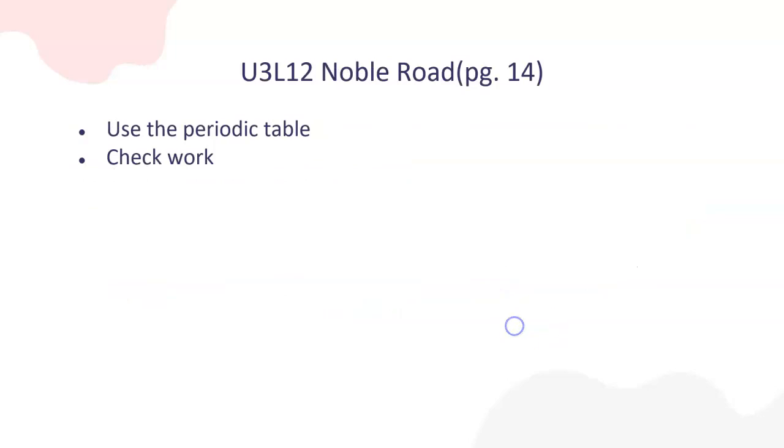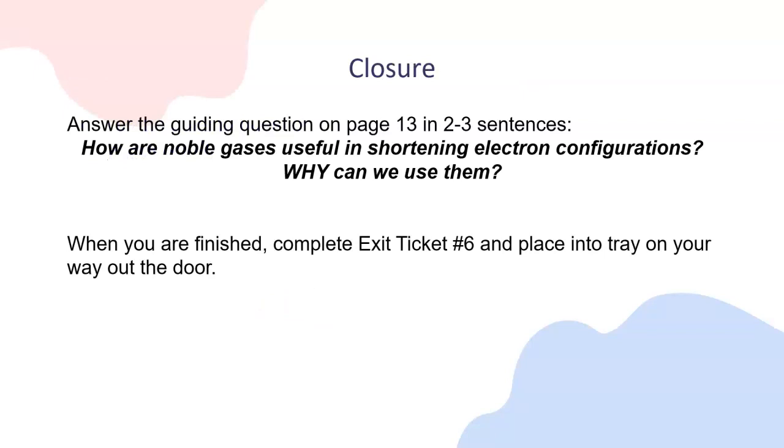When we look at Lesson 12, Noble Road, you're going to use the noble gas shortcut to write some electron configurations. Please make sure you use your periodic table and that you check your work when you return to class. When you are finished, on page 13, make sure you answer the guiding question in 2 to 3 sentences. How are noble gases useful in shortening electron configurations? Why can we use them?